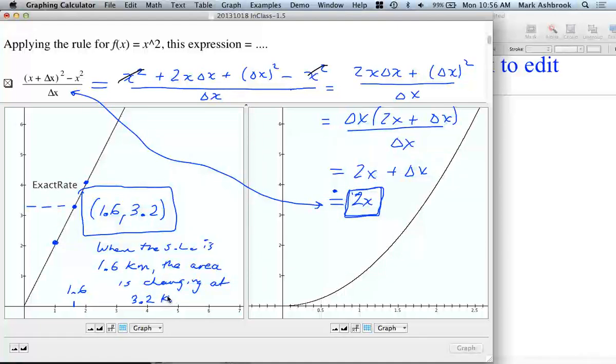What are the units on the 3.2? Kilometers squared, is that the units? Per kilometer. Don't cancel anything out, right? Because we want to preserve it like this. Changing at a rate of 3.2 kilometers squared per kilometer.